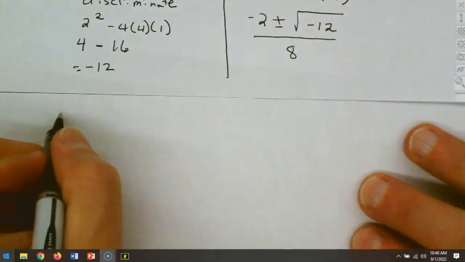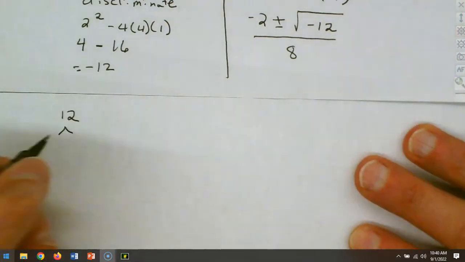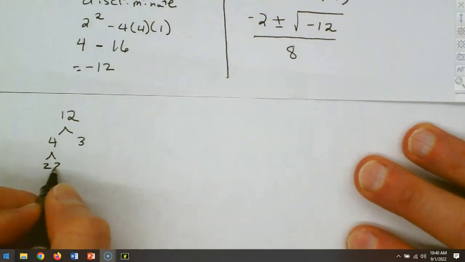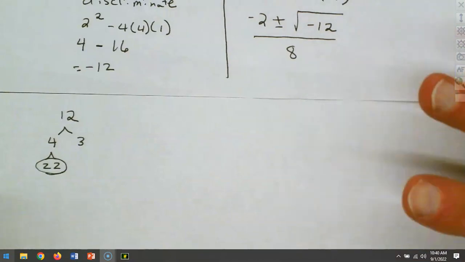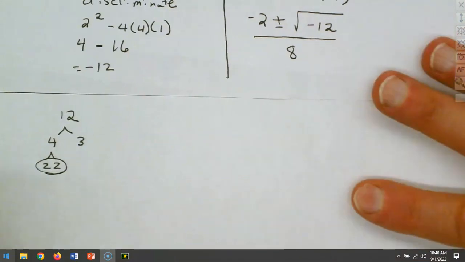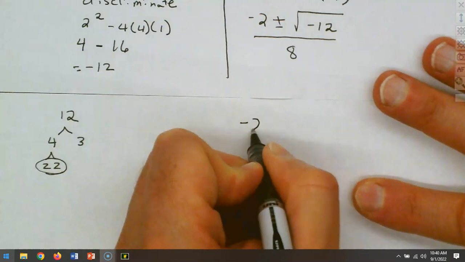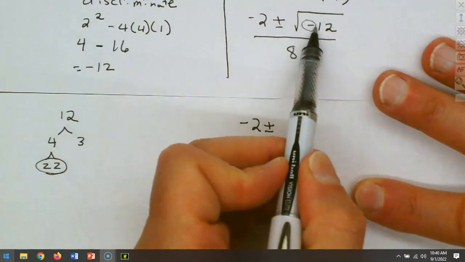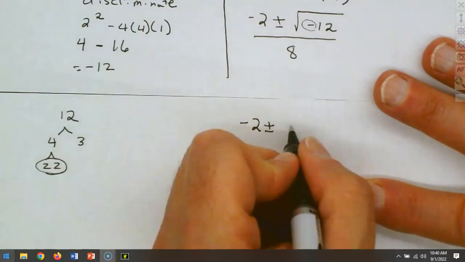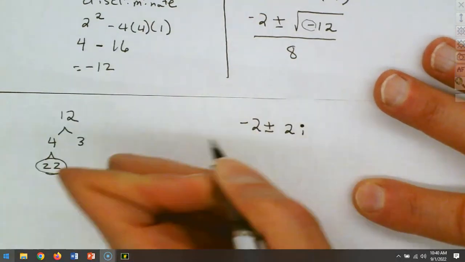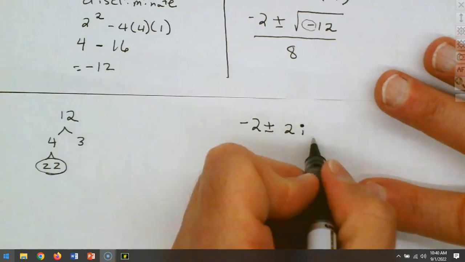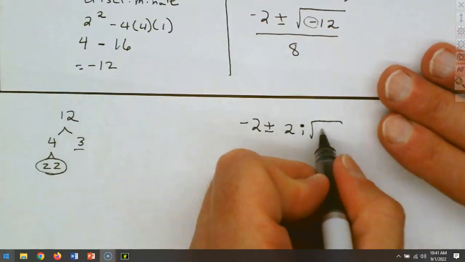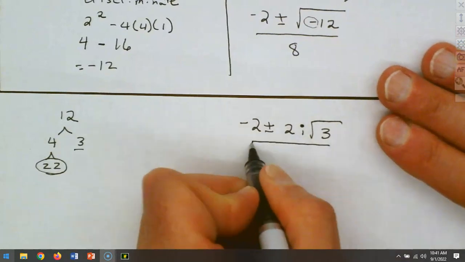So 12 breaks down into 4 and 3, which is then what? 2 and 2. So the 2's come out. So what's this going to break up into? Well, it's going to break up into minus 2 plus or minus. It's negative here. So that means a 2 comes out with an i. The i comes out because of the negative. What's left over? 3 over 8.